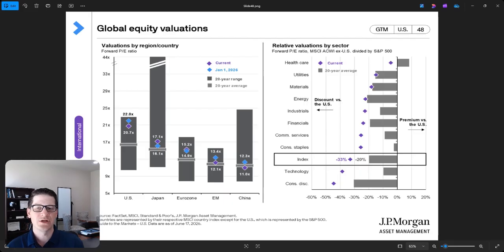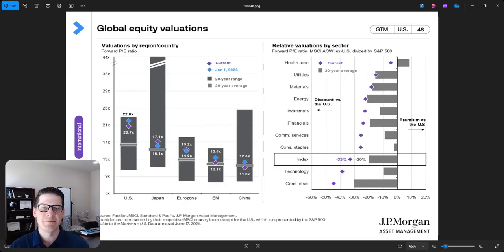We can see here in the US that on January 1st, the US market had about a 22 times price to earnings ratio. Currently, we're sitting at 20.7. So the valuations have gotten a little bit cheaper, a little bit better. But the 20-year average is just about 17 times. It's actually, I think, 16.8 or 16.9. So when you're looking at the US market in a vacuum, it is considered expensive relative to history.